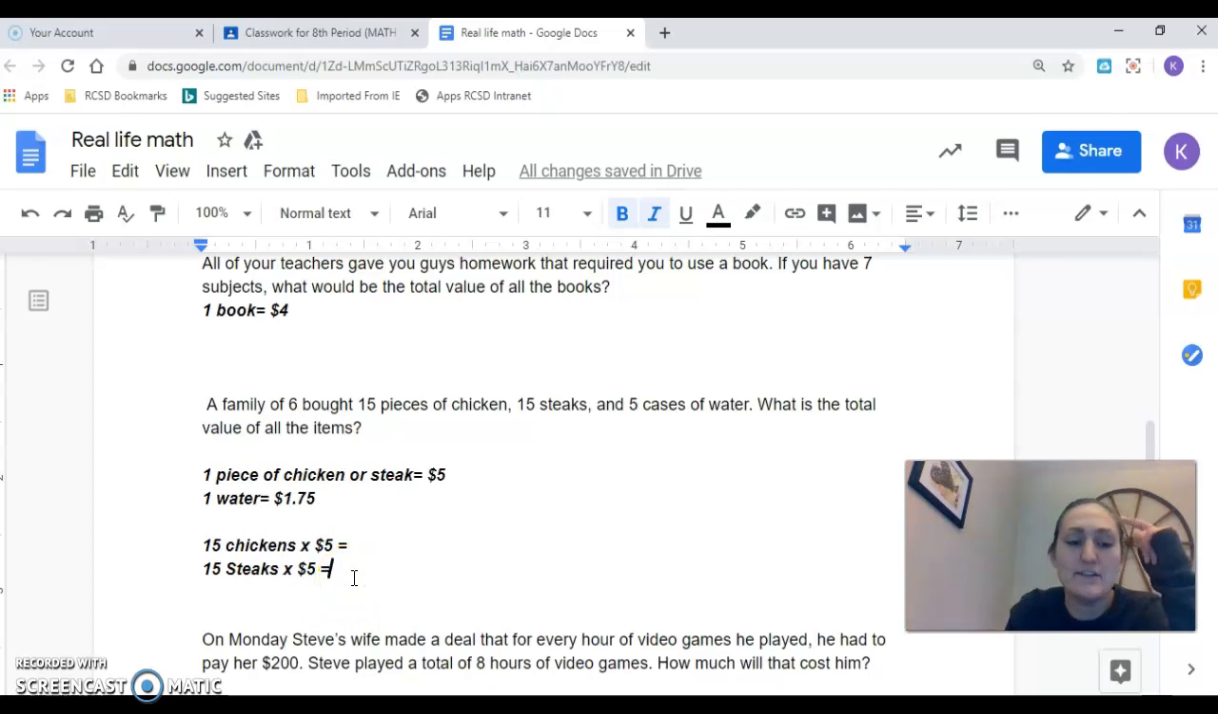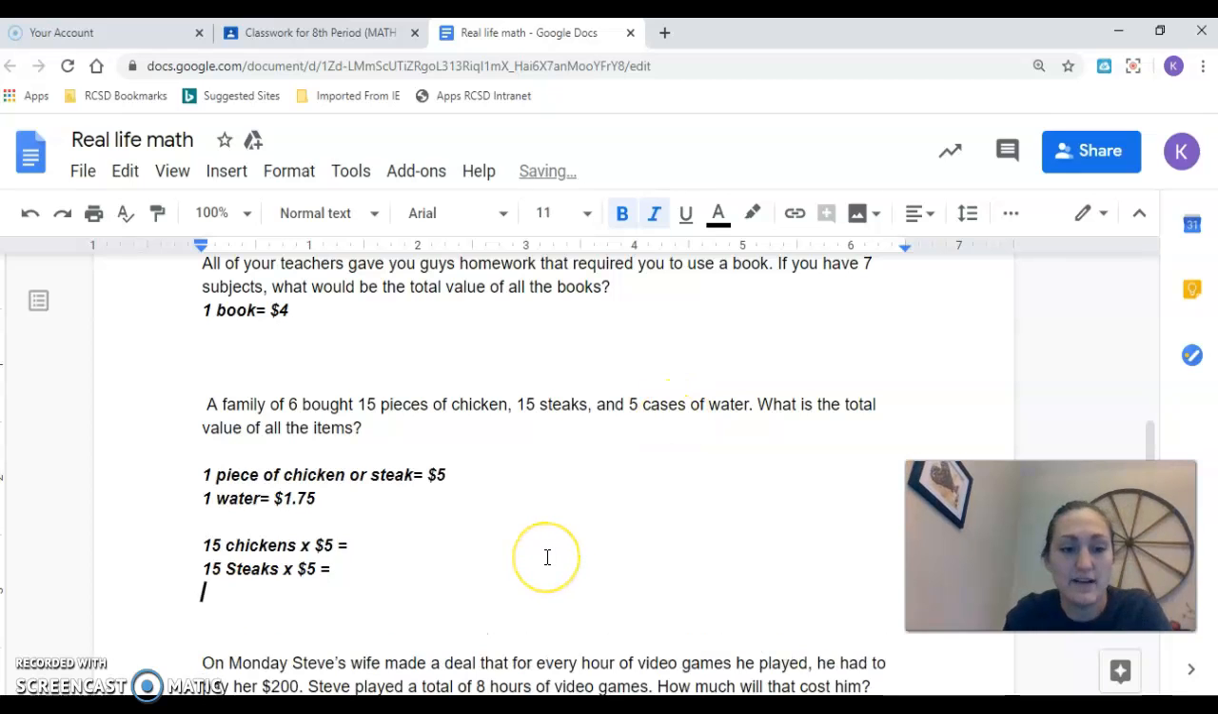Okay, what math do I need to do for the water? So how many waters do I have? 5 cases of water. Okay, so 5 waters times how much is a water? $1.75. 1.75 equals.